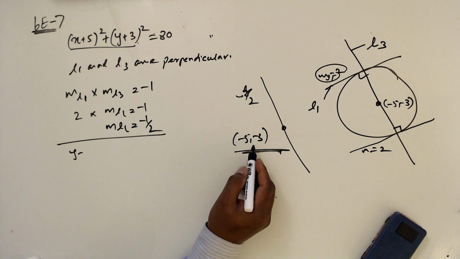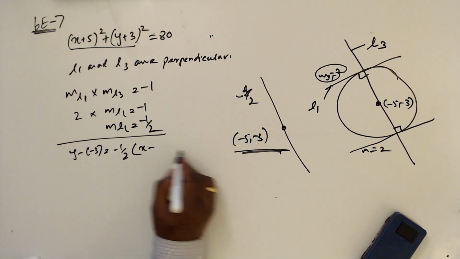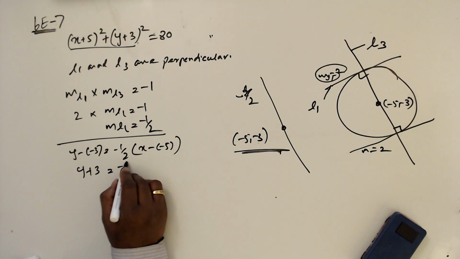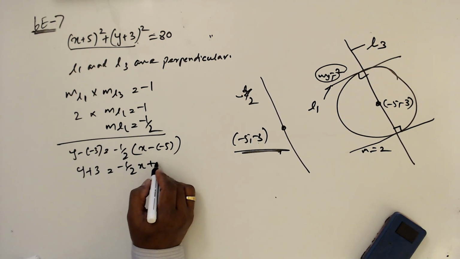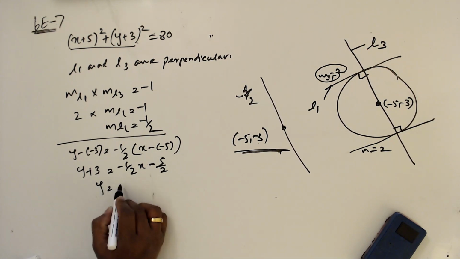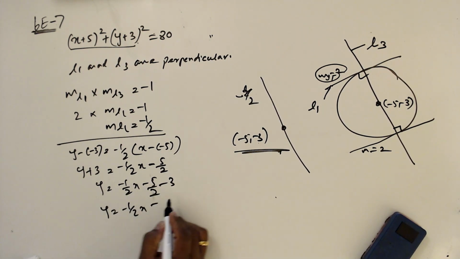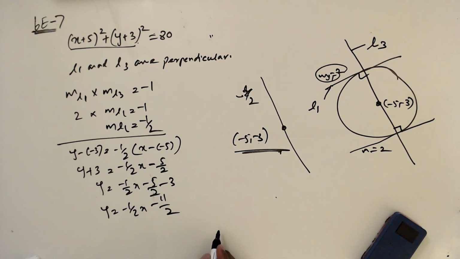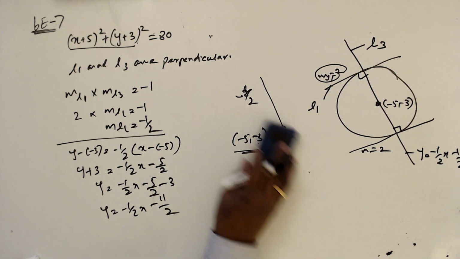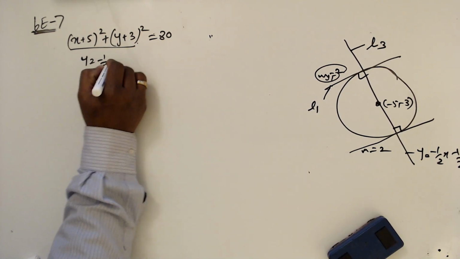y minus y1 equal m times x minus x1, with m equal minus half. So y plus 3 equal minus half x minus 5 over 2. y equal minus half x minus 5 over 2 minus 3. y equal minus half x minus 11 over 2. Now this is y equal minus half x minus 11 over 2.